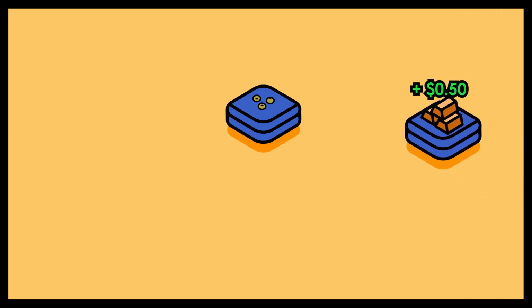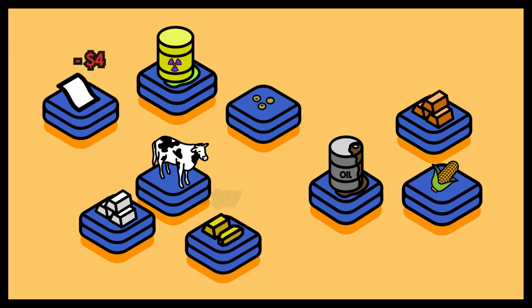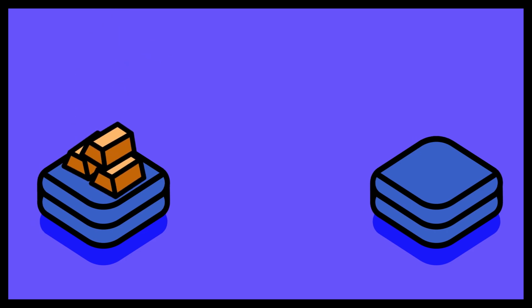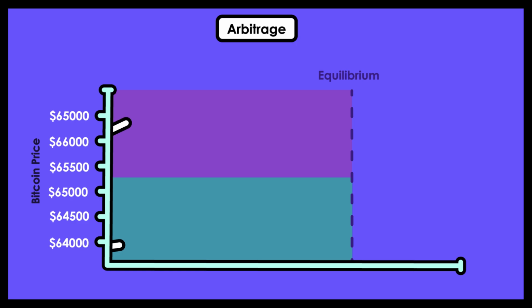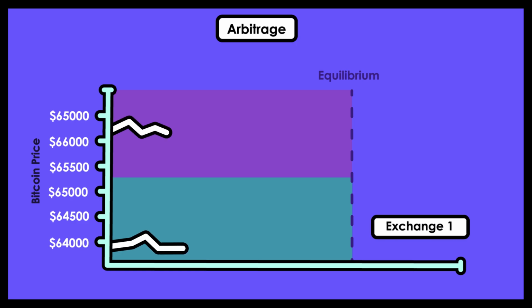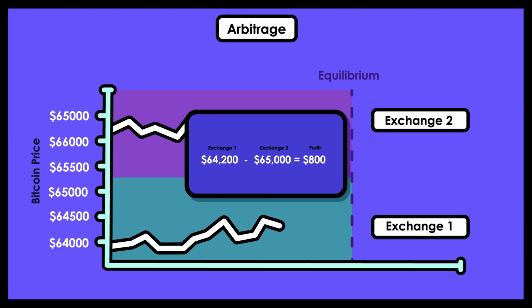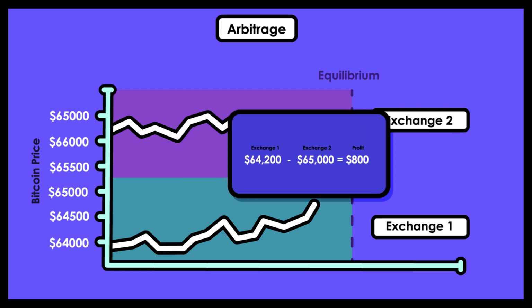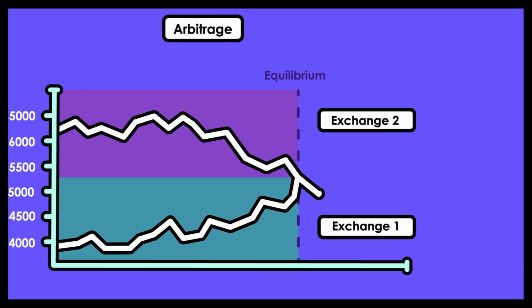This is different from speculators, who leverage derivatives to speculate on future market movements. They can bet on the price of an asset going up or down. Arbitrage is typically the process of buying and selling the same asset in different markets to profit from price differences. If, for example, Bitcoin is trading at $64,200 on one exchange and $65,000 on another exchange, I could buy Bitcoin from the first exchange, and then sell it on a second exchange. After transaction fees, I'd have a risk-free profit of around $800. These opportunities don't last long, because as traders exploit these price differences by buying low and selling high, their actions drive prices back toward equilibrium.